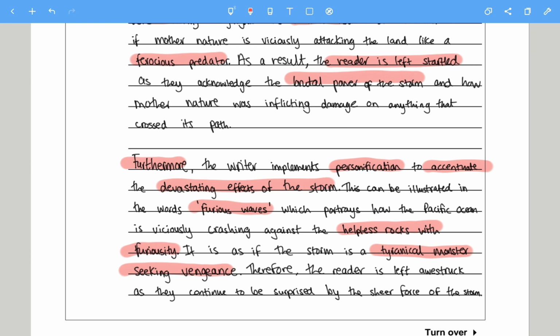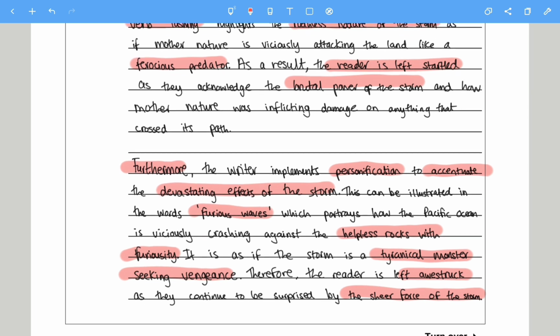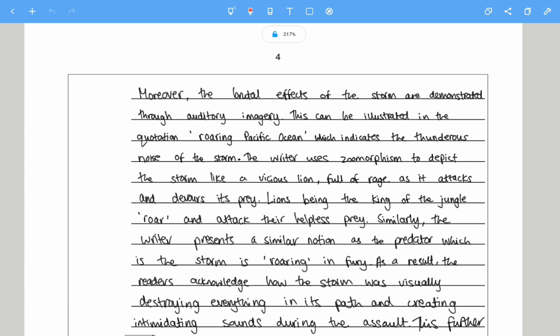Therefore, the reader is left awestruck, again, explain the effect on the reader, as they continue to be surprised by the sheer force of the storm. Excellent. So this again is an amazing example of how to analyze language. It's detailed and perceptive. Moving on to my third paragraph, so if I just switch over.